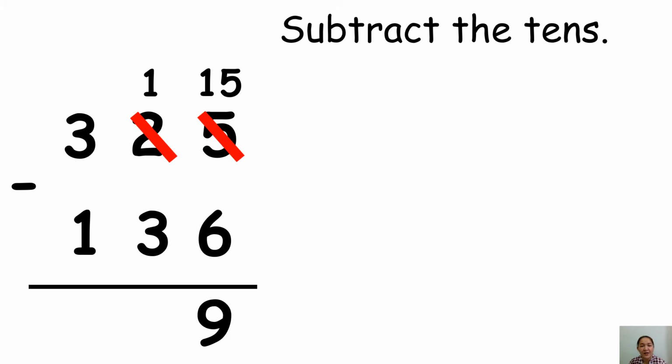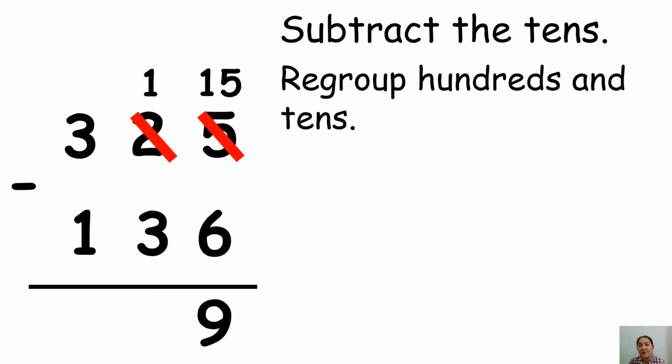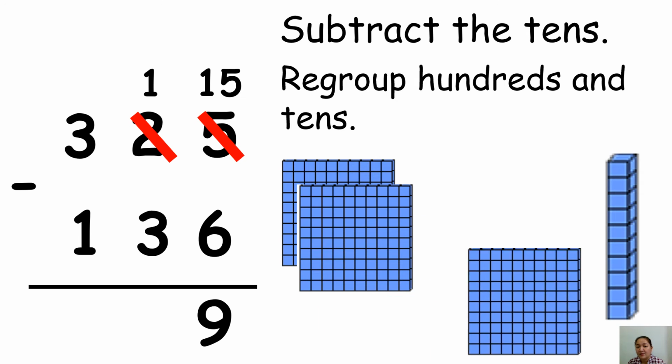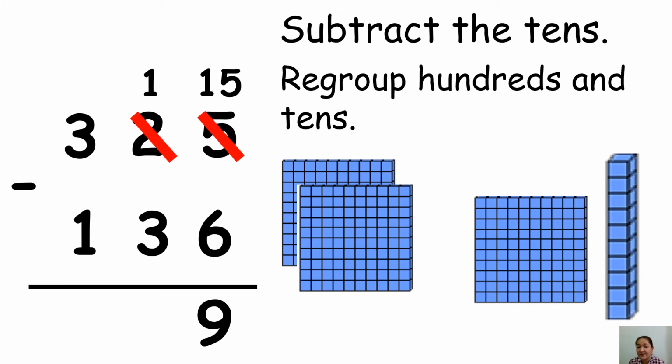Subtract the tenths. 1 minus 3 cannot be because we cannot take away 3 tenths from 1 tenth. What are we going to do? We regroup hundreds and tens. So we're going to borrow 100 and add it up to our 1 tenth. So we're going to have how many tens? 11 tenths. And how many hundreds? 2 hundreds. Now we can subtract 11 and 3 tenths. So 11 tenths minus 3 tenths is 8 tenths. Then 2 minus 1 is 1.